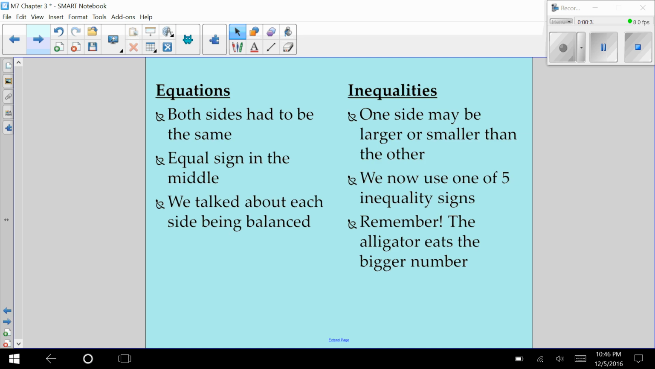Couple reminders. When we solved equations, both sides had to be the same. There was an equal sign in the middle, and we talked about each side being balanced like a scale. In inequalities, one side may be larger or smaller than the other. We now use one of 5 inequality signs, and remember, the alligator eats the bigger number.